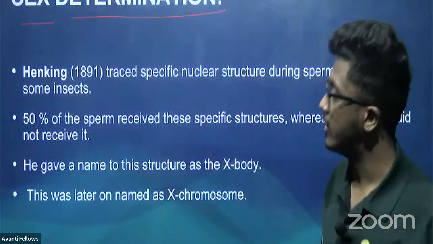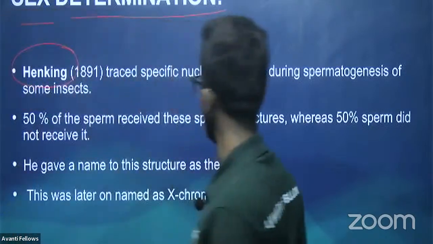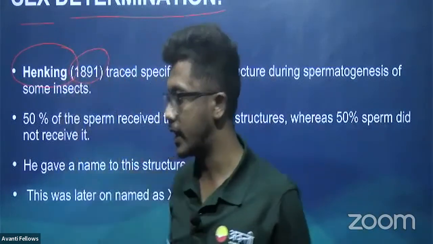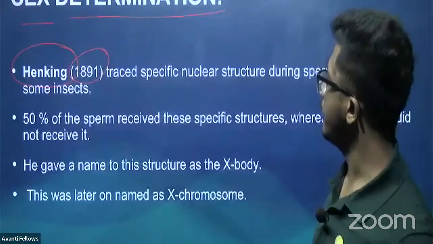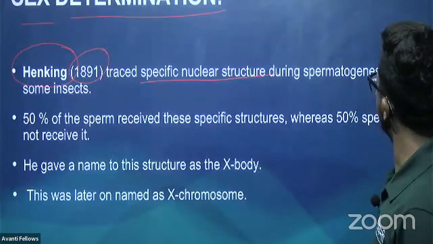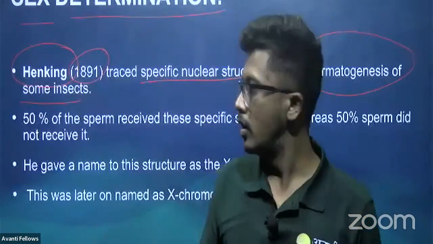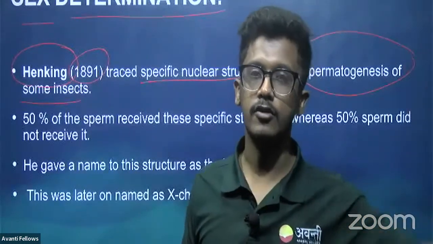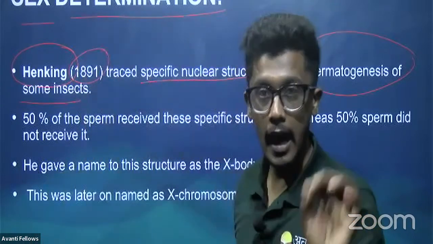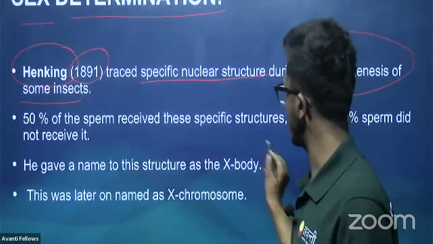When we talk about sex determination, remember Henking was the person. Basically, he tried to trace, in 1891, that there is a specific nuclear structure, which during spermatogenesis is seen in some of the insects. Some of the sperms had this specific structure, whereas some of them lacked it. Whichever had this specific structure, he named them X body. He gave them the term X body.